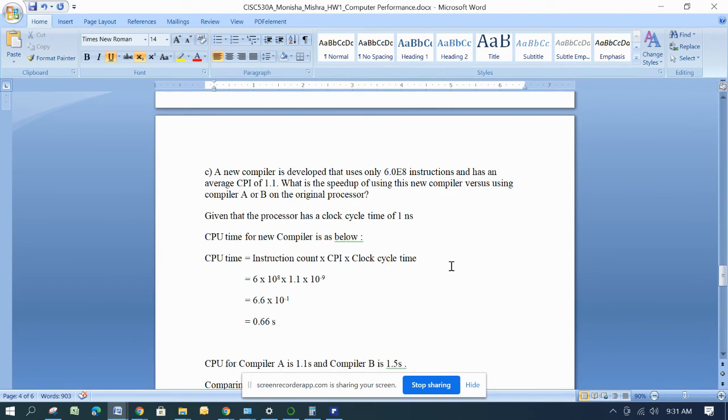Okay, moving to the third question, which is: a compiler is developed that uses only 6.0 E8, that means 6.0 into 10 to the power 8 instructions, and has an average CPI of 1.1. What is the speedup of using this new compiler versus compiler A and B on the original processor? The original processor had a clock time of 1 nanosecond. Using the formula CPU time equals instruction count into CPI into clock cycle time, we find that the new compiler has a CPU time of 0.6 seconds.